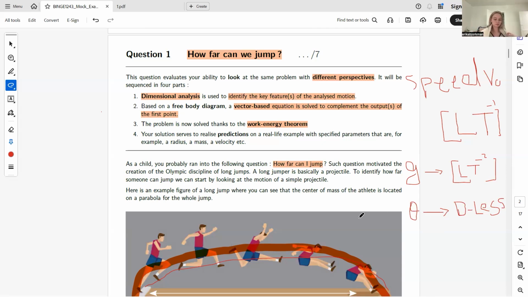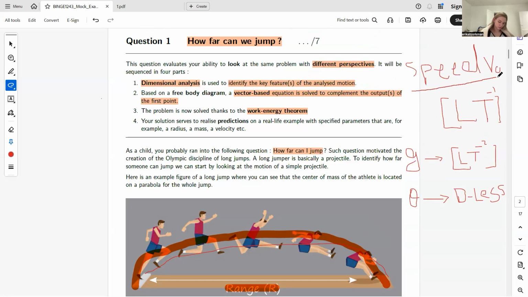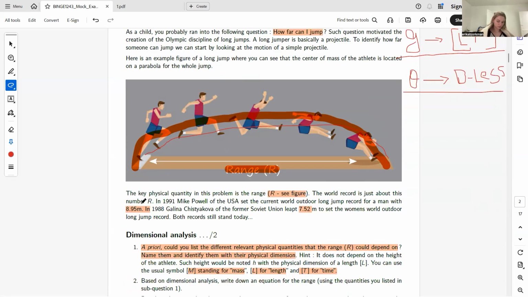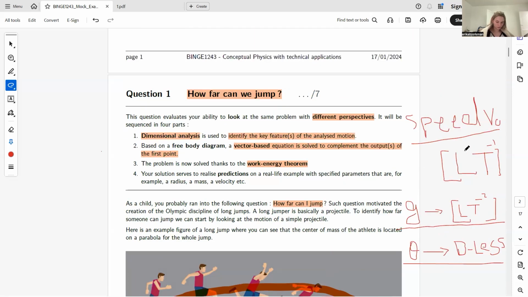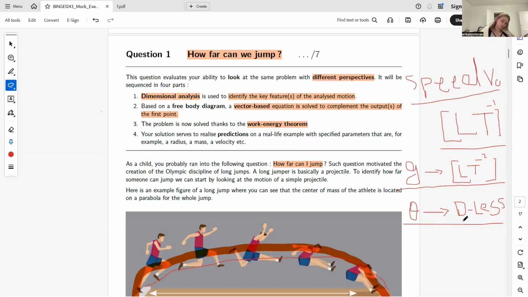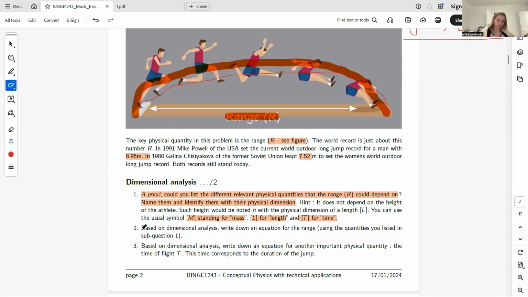It will not be part of the dimensional analysis, but to complete the formula, we will give a touch of this angle. Okay, so in the first part, he was saying: could you list different relevant physical quantities that range could depend on? So we have shown different physical quantities. First one, speed. Second one, gravitational acceleration. Third one, angle theta. And what you need to do is name them and identify their physical dimension. First one is speed, whose dimension is LT inverse, second one is gravitational acceleration having the dimension LT inverse square, and third one is theta that is dimensionless. So till now we have completed our first part.